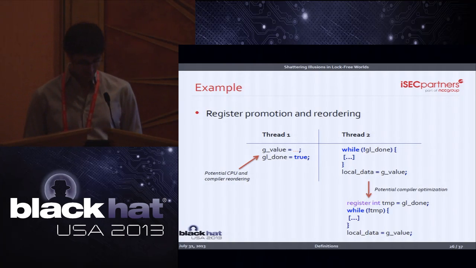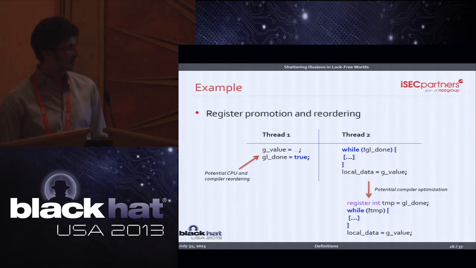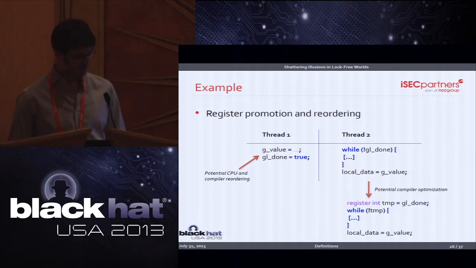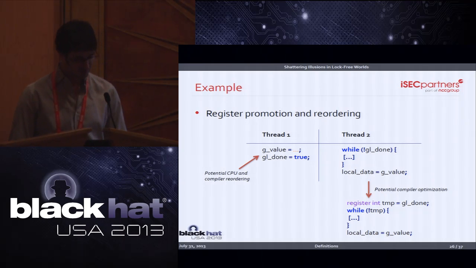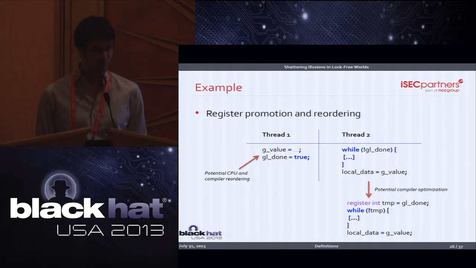All right, so in the first thread, you could get a potential compiler and CPU reordering, as discussed in the previous slide. In the second thread, the compiler is likely to do a register promotion, which means it is likely to load the global done into a register, which is a completely valid optimization, but won't work in a multi-threaded environment. And this is a relatively obvious optimization, and a developer would see the problem pretty quickly if that happened. So let's use another example in the context of the kernel.